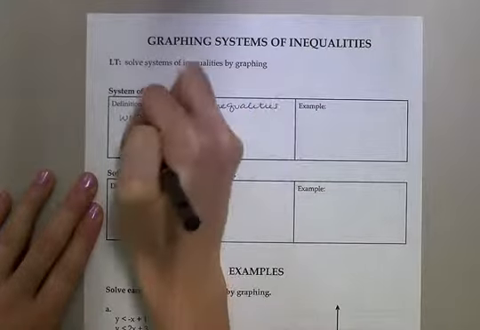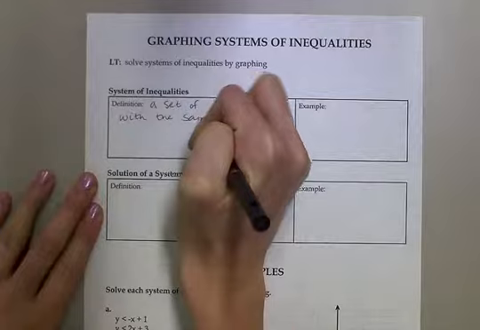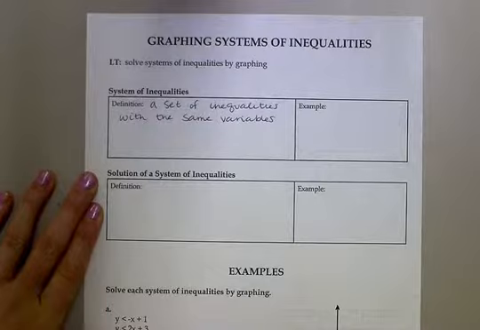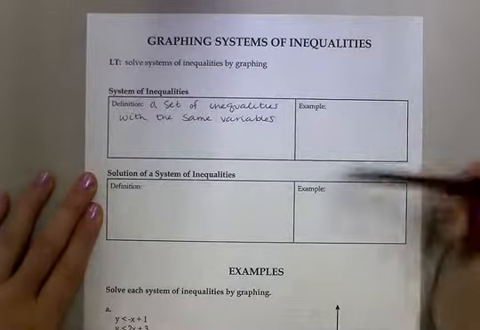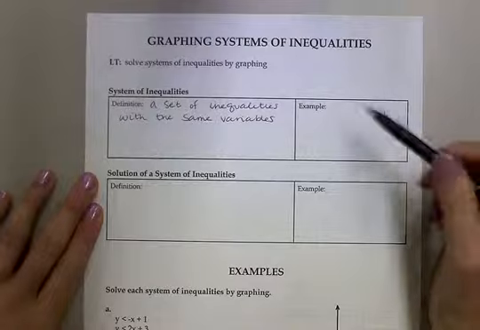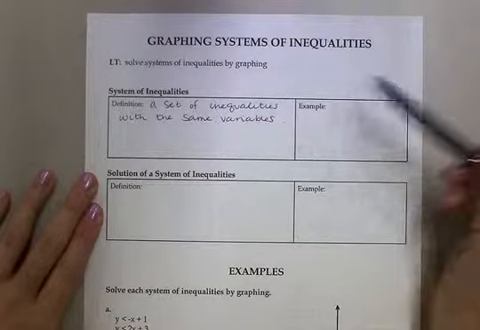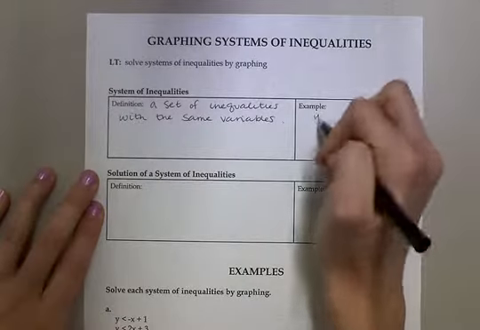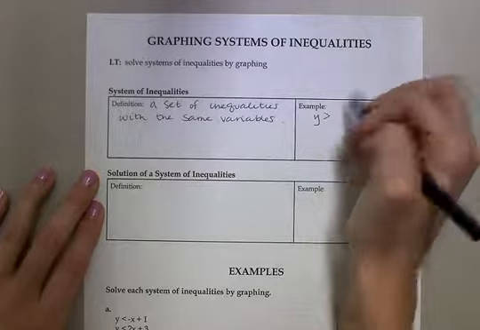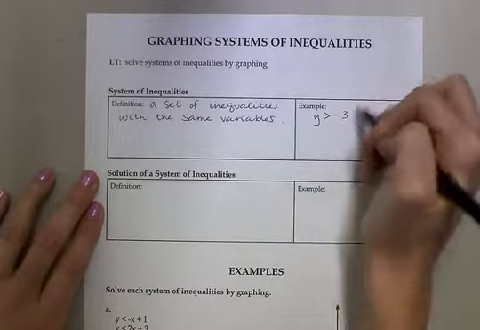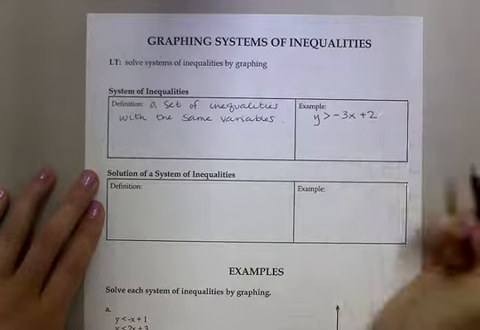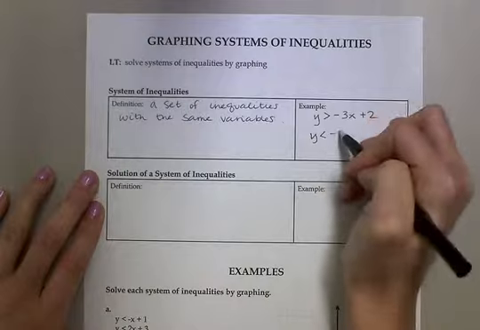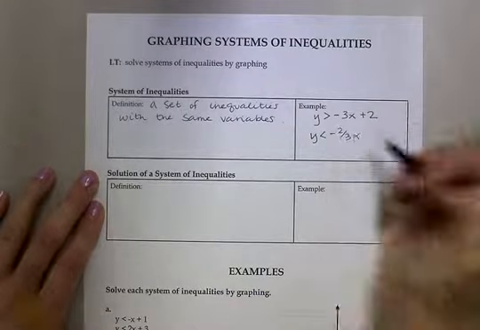with the same variables. So just like in our system of equations, we were dealing with the same variables in both equations, our inequalities will be similar. They'll almost look exactly the same as systems of equations, only we're using inequality signs instead of equality signs. So an example could look like y is greater than negative 3x plus 2. And we could have another inequality where y is less than negative 2/3 x.